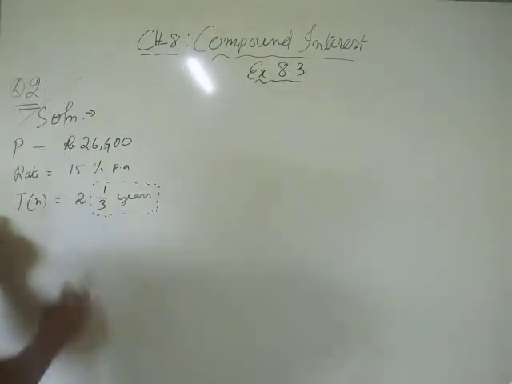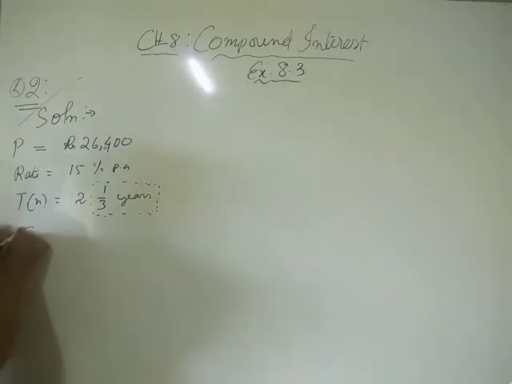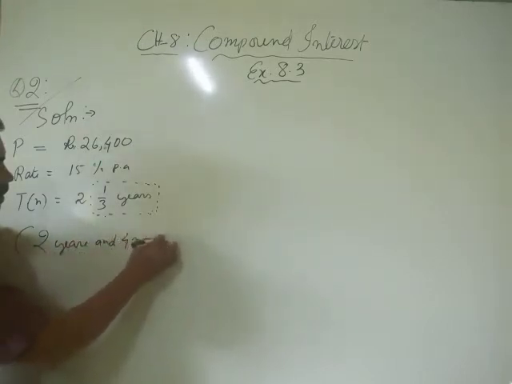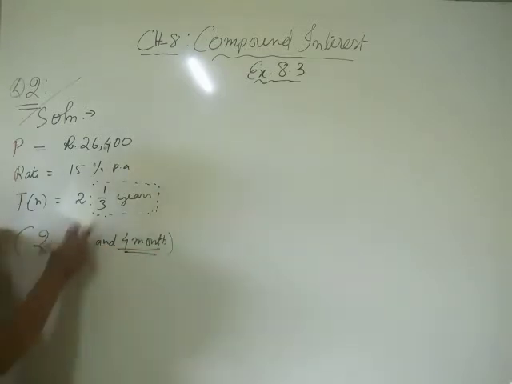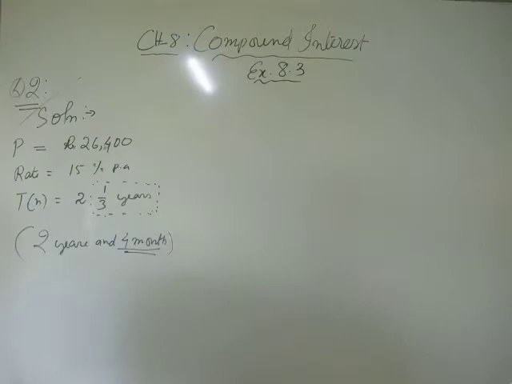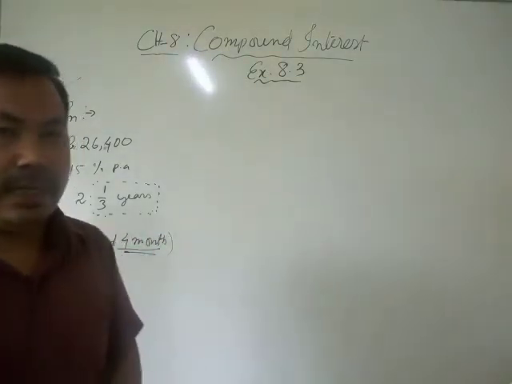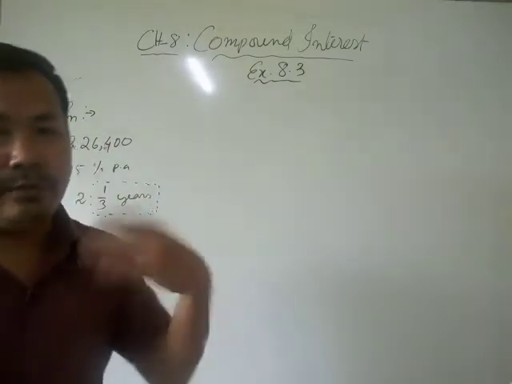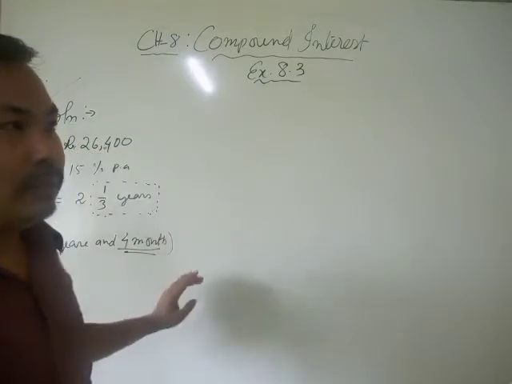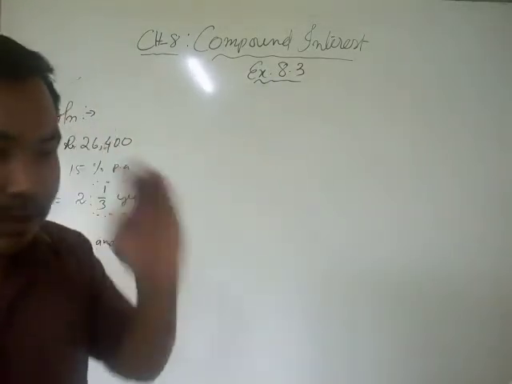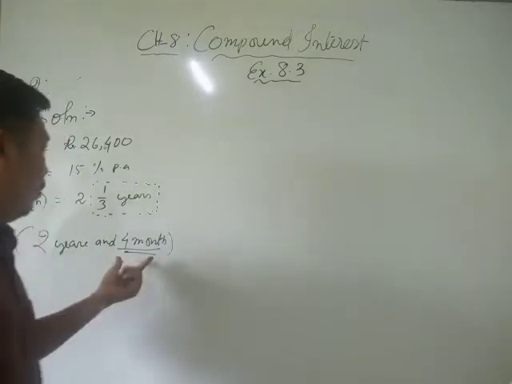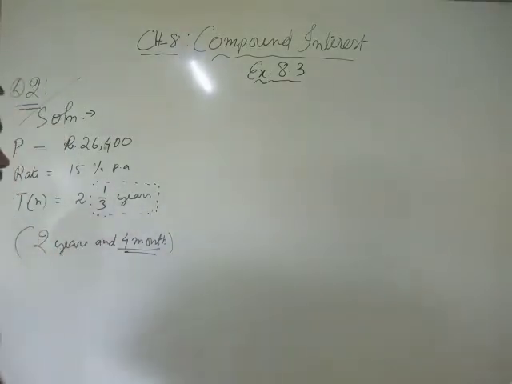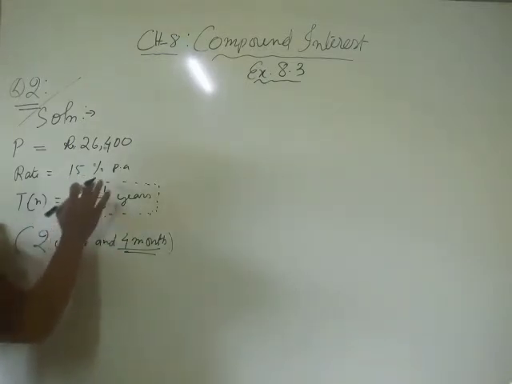Actually, in the book it's given here as 2 years and 4 months. Once again, why? Because 4 months are 3 times in a year. Because there are 12 months, if you divide by 4, you get 3. So 4 months represents 1 by 3 of the year. So time will be 2 1 by 3.